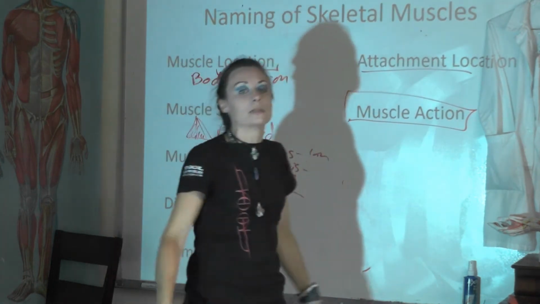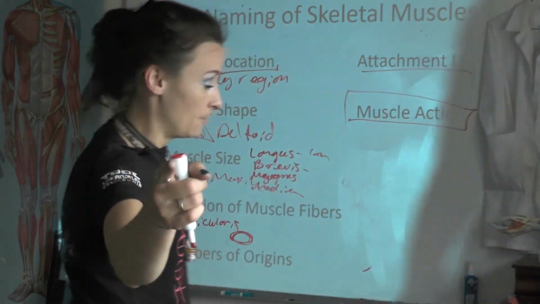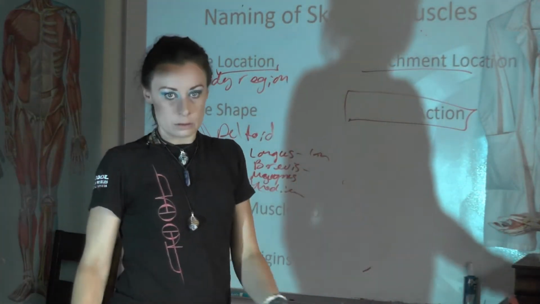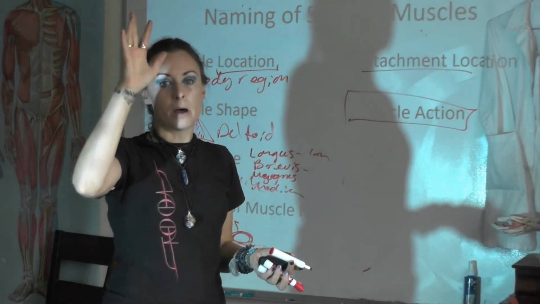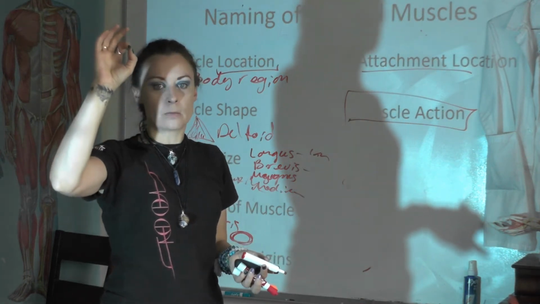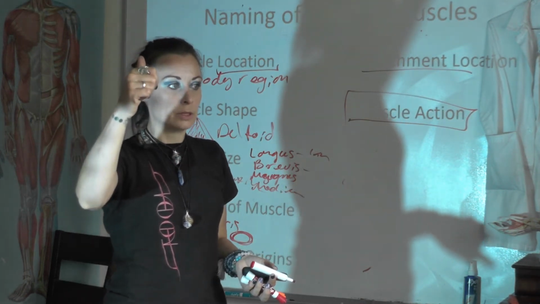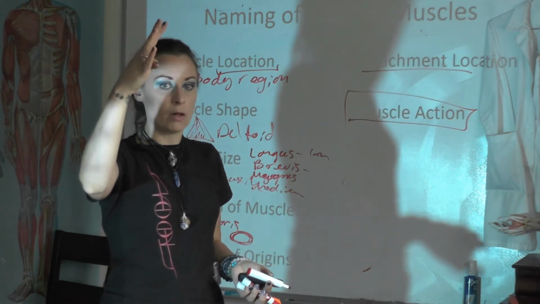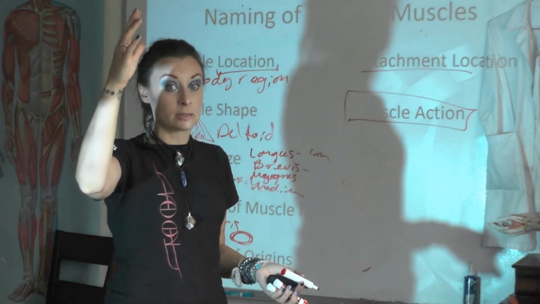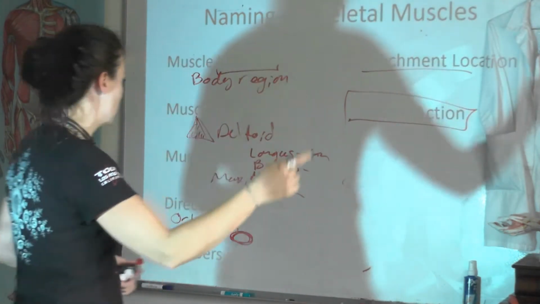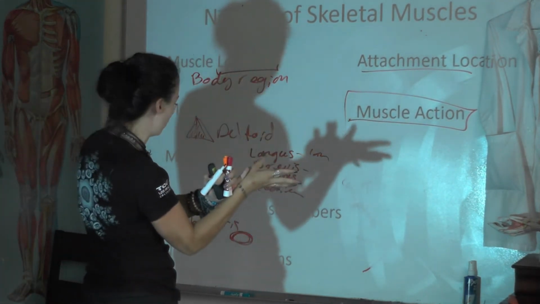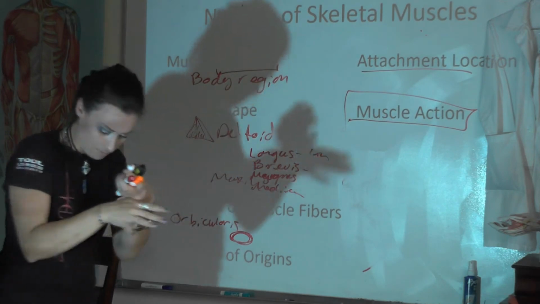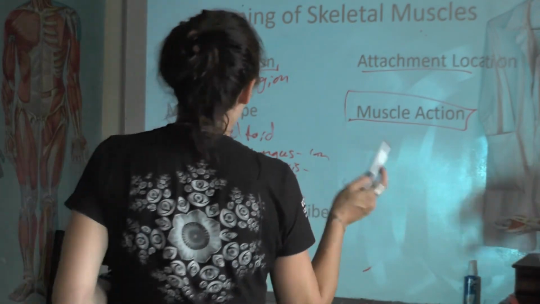So flexor pollicis longus. Look at that. That's not even one you need to know. But you could know a little bit about this muscle without even having to know it, based on what you know. Flexor, what's it going to do? It's going to decrease the angle. Pollicis, what's the pollex? Longus, it's the longest one. So if I've got a muscle in here that's long and helping with flexion of my thumb, then it might be the flexor pollicis longus. You can learn a lot from a muscle name, is the whole point.